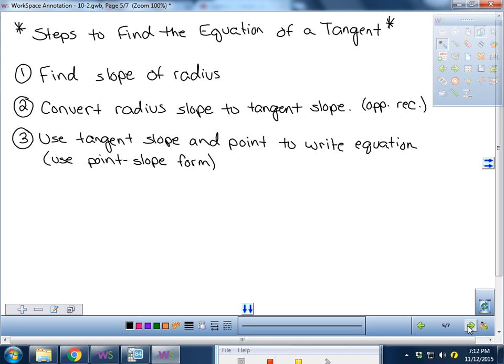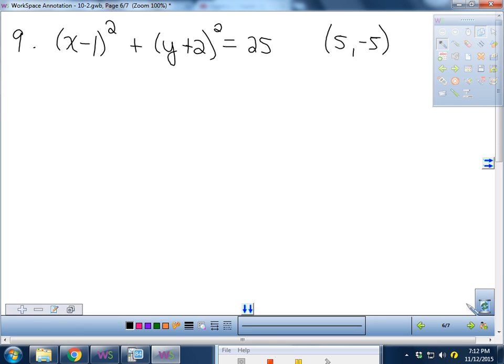All right? So these are your steps to find the equation of a tangent. I'm not going to pause on this. Just make sure you write them down. Okay? So I have two more of these, so make sure you're paying attention. You don't have to draw a picture. Remember, you just need to know the steps.